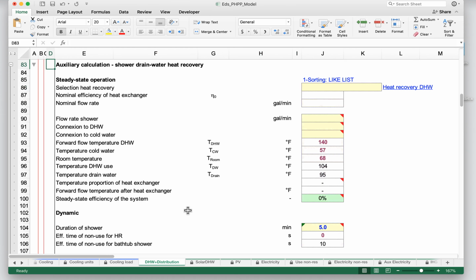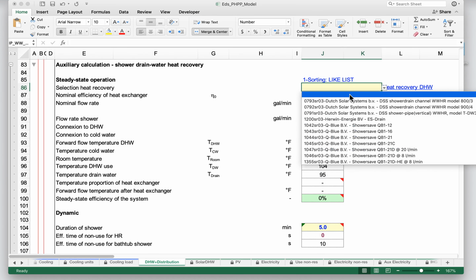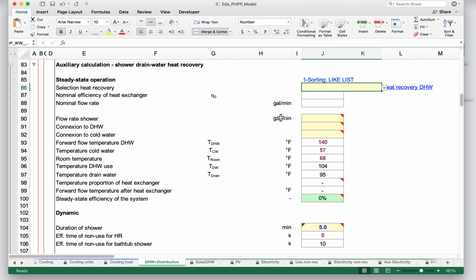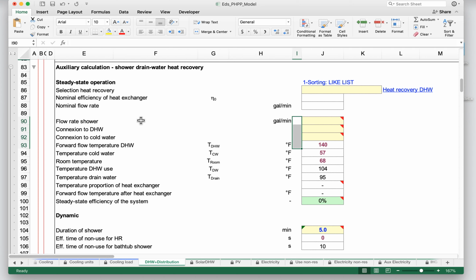residence. And in this case, we're able to model in, if you come over here, certain shower drain water heat recovery systems. We can input the performance values here, et cetera. So if we were going to install a system like this in our building, we can model that in this case. So that is also useful.